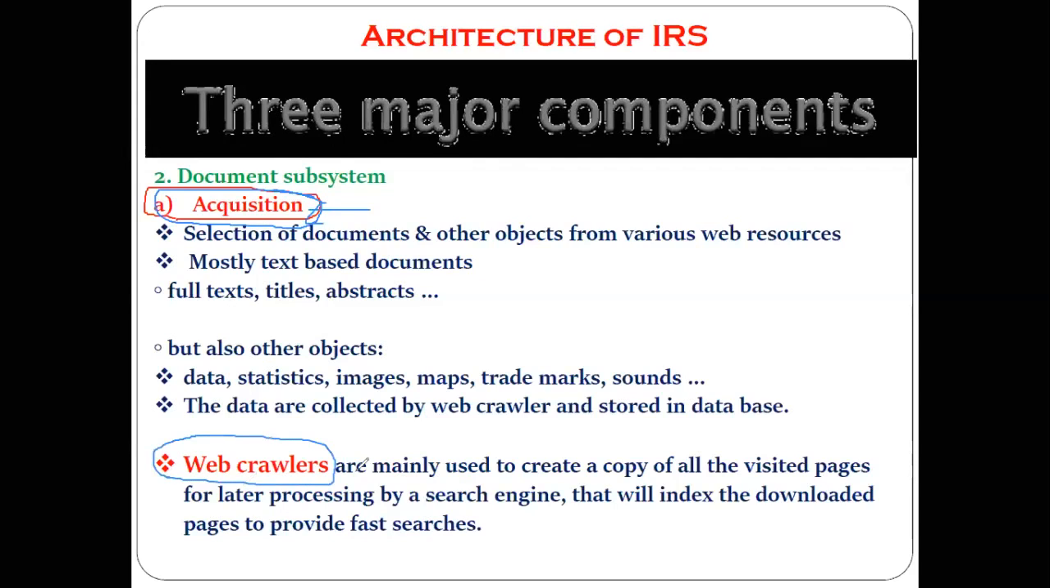The data are collected with the help of the web crawler as a software program, and the web crawler collects that data, which is stored in a certain database. So web crawlers are mainly used to create a copy of all the visited pages for later processing by the search engine. So the web crawler collects all this data related with the user's query. And that is the first component of the document subsystem, the acquisition. So acquisition of the documents is done with the help of the web crawler.